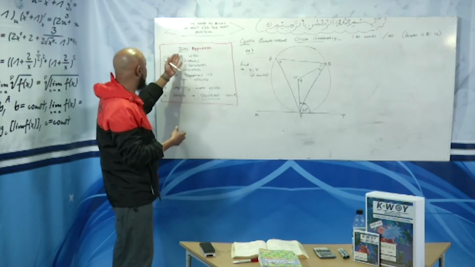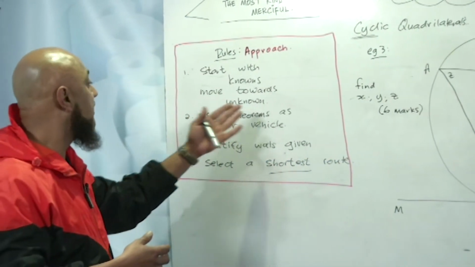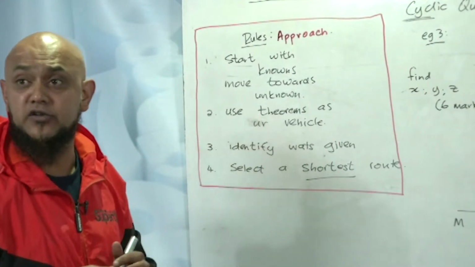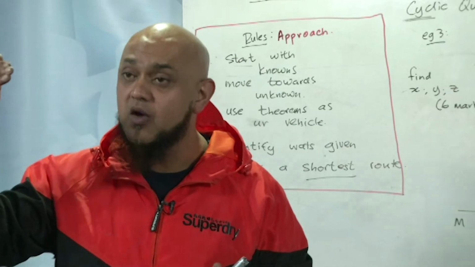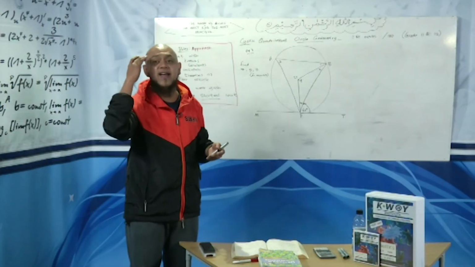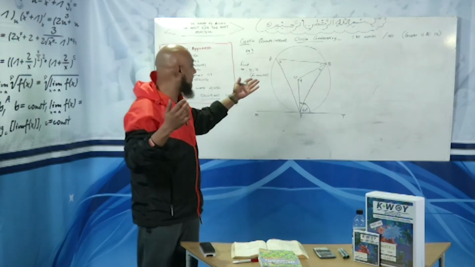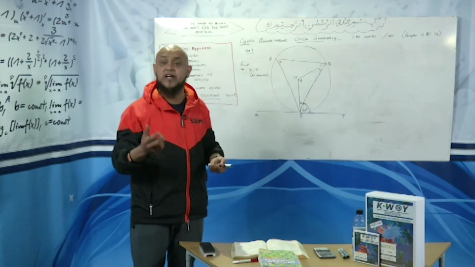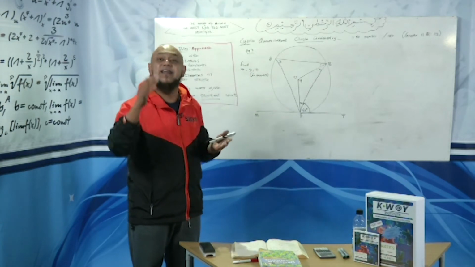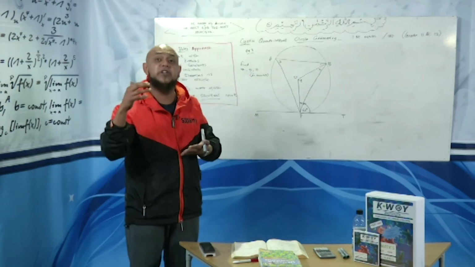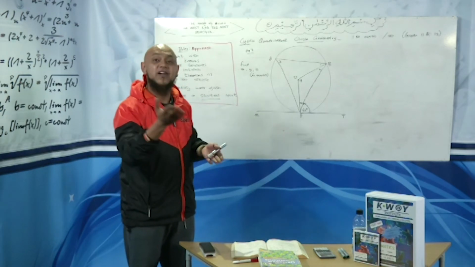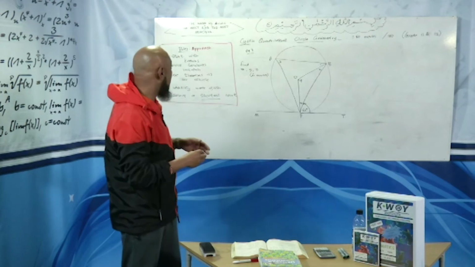This was the approach. Start with the knowns, moving towards the unknown. Use our theorems as your vehicle. Identify what's given and select your shortest route. Now, when you are taking down your problem, it doesn't need to be in any order. As the answers come to your head, or as you start identifying theorems, make a note of it there on the side. There isn't a rigid structure in which it should be answered, as long as you are giving justification to what you are saying, you will get your full marks, right?